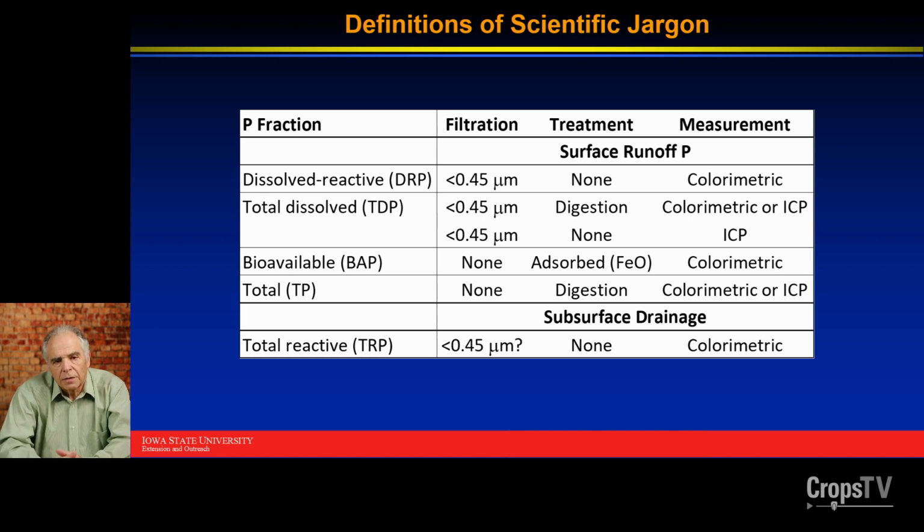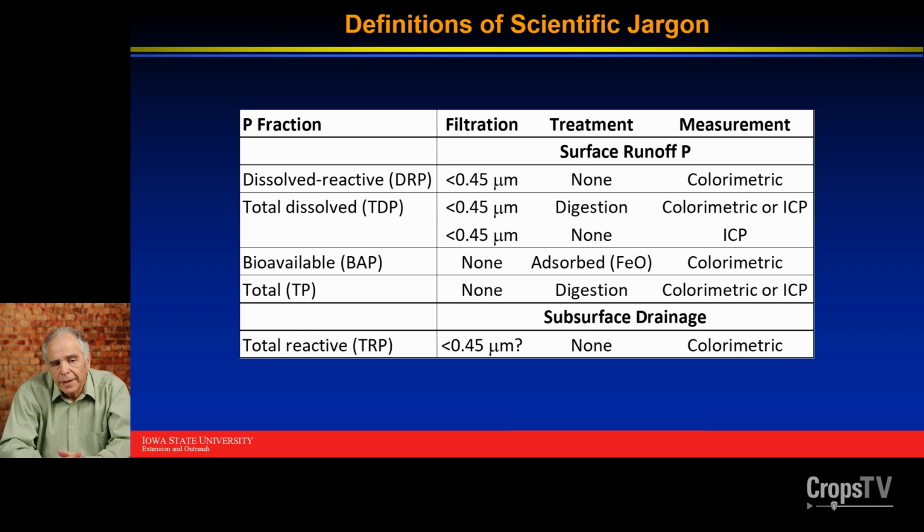That is measured after filtering with a very fine filter, and is measured with a standard colorimetric method, which is the Murphy and Riley method. Then we have total dissolved P, because especially research over the last 5-10 years shows that there is sometimes much dissolved P there that the dissolved reacted P doesn't measure, because that colorimetric method measures only orthophosphate.